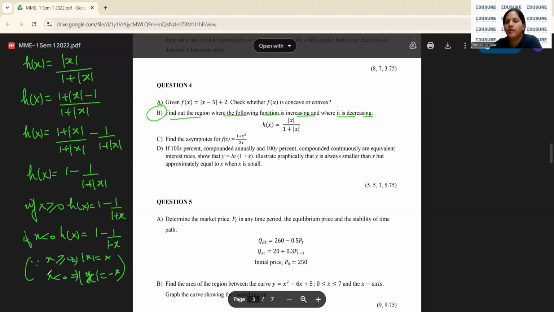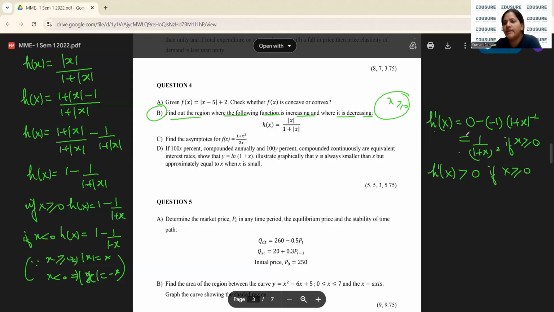Okay. So the derivative h dash x will be 0 minus minus 1, (1 plus x) whole power minus 2, which is 1 upon (1 plus x) whole square, if x is greater than or equal to 0. Okay. So that means h dash x is greater than 0 if x is greater than or equal to 0.